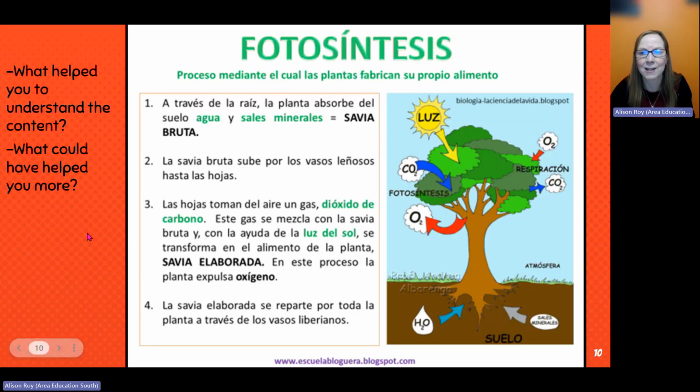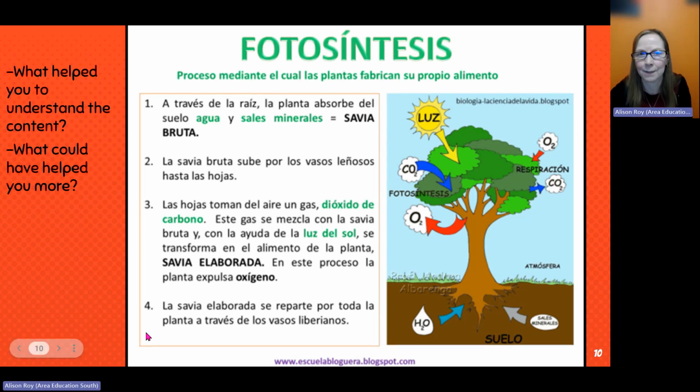Okay, so now I'm going to do a similar lesson. You might have guessed that the lesson was about photosynthesis. So I'm now going to do that lesson again, a little bit of the introduction, with the support of some visuals, as you can see there.